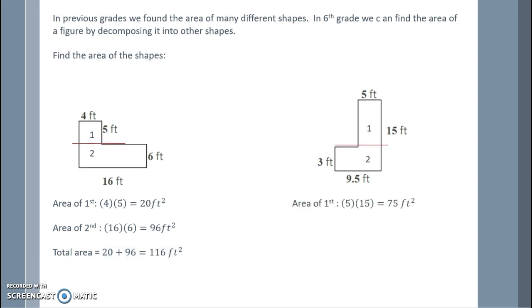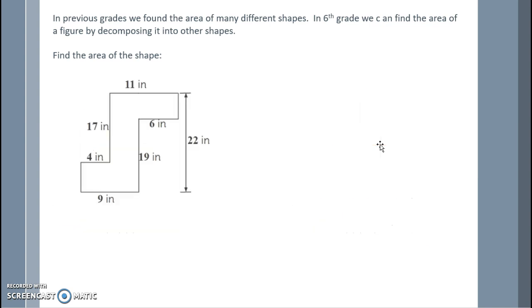So the area of the first one here is 5 feet times 12 feet. And I got 12 feet because this whole length is 15 from top to bottom, but we cut it off at the 3-foot mark. So there are 12 feet here that are still left over. So 5 times 12 is 60 feet. The area of the second rectangle is 3 feet by 9 5/10 feet, which is 28 5/10 feet. So if I were to add their areas together, we would get 88 5/10 feet.